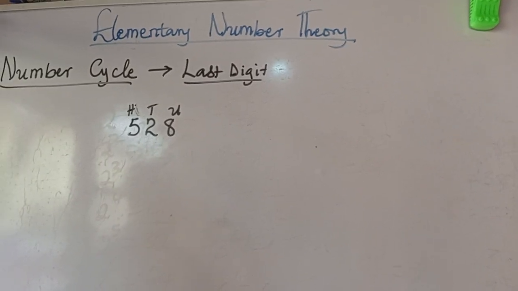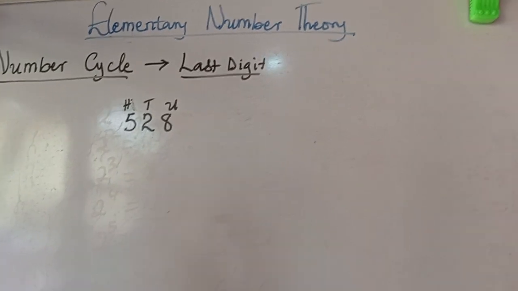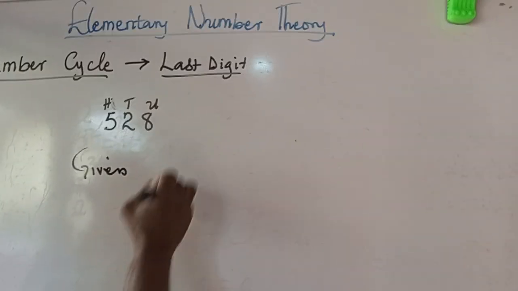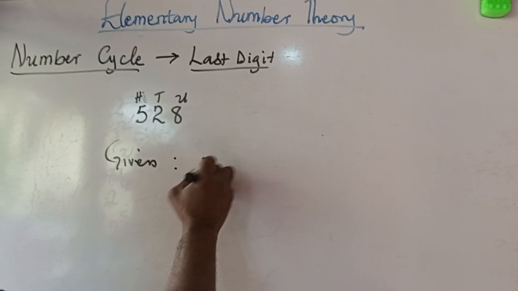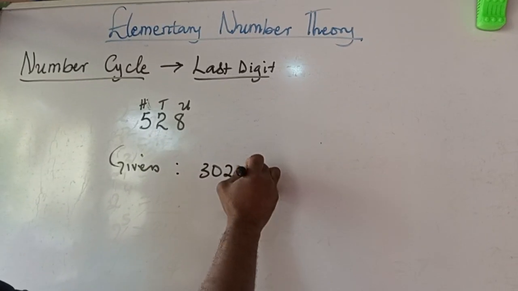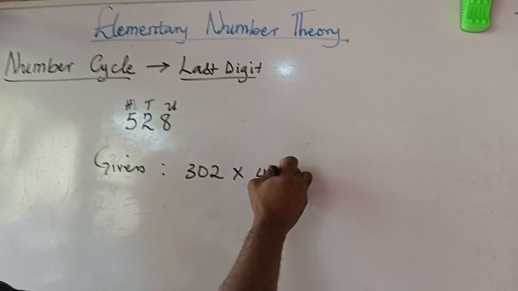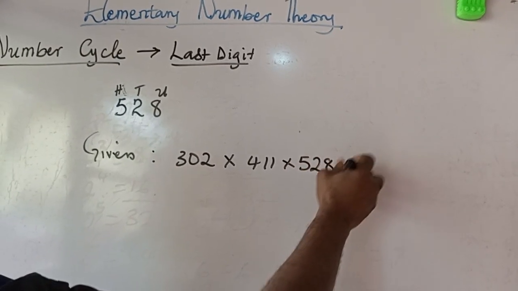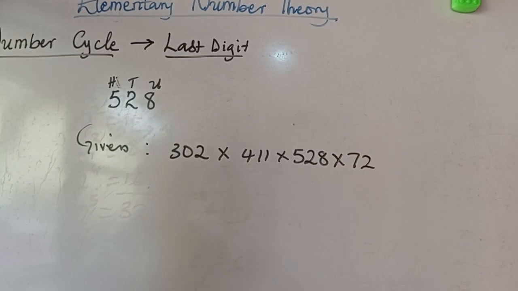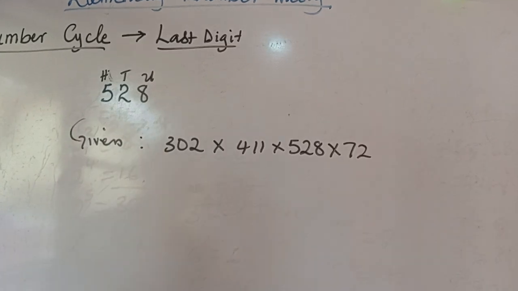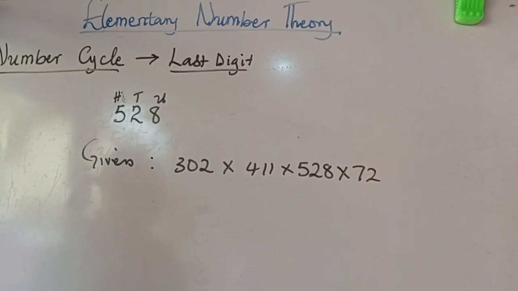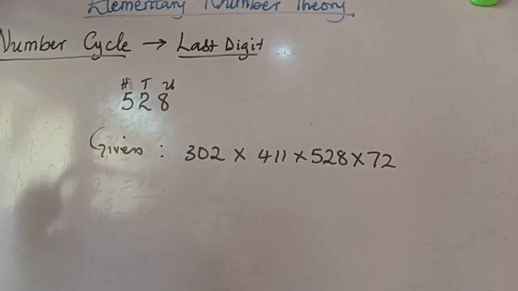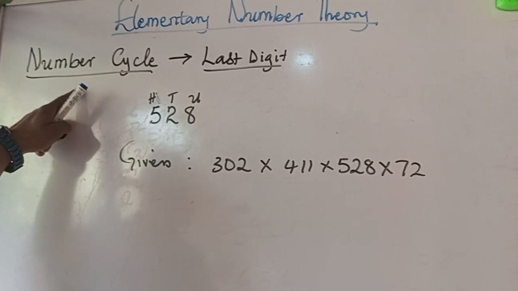In fact, with exponents. Let's take for instance, given the number 302 times 411 times 528 times 72. How do we know the last digit after multiplying these numbers? That's what we want to do today. And for us to do this, we want to begin by studying the number cycle.